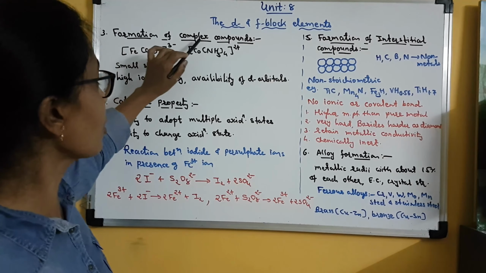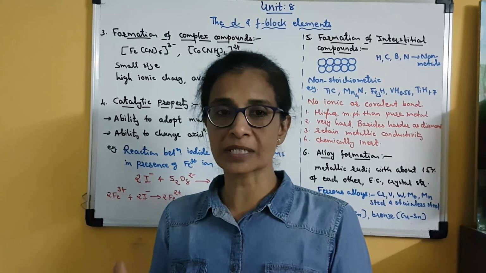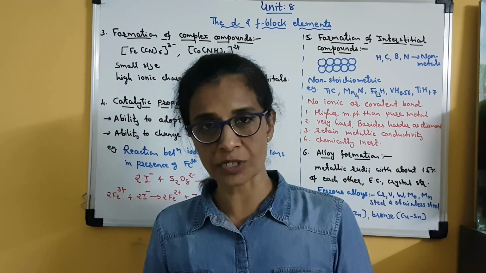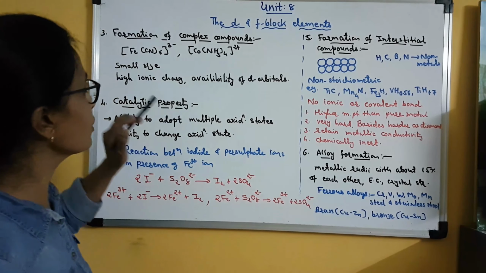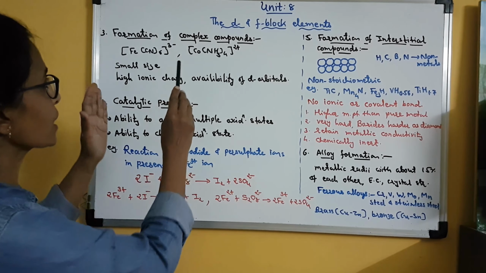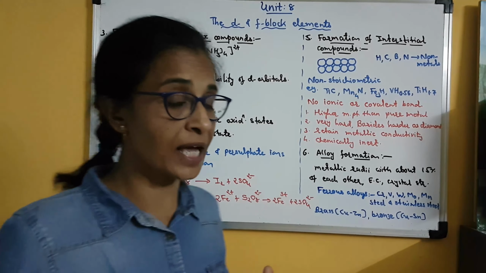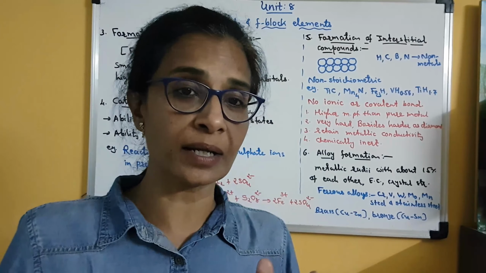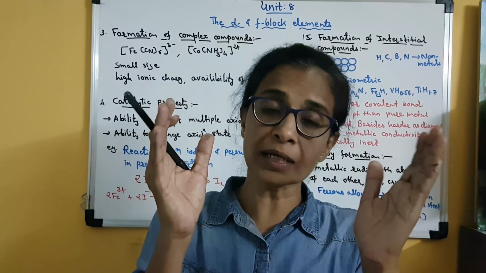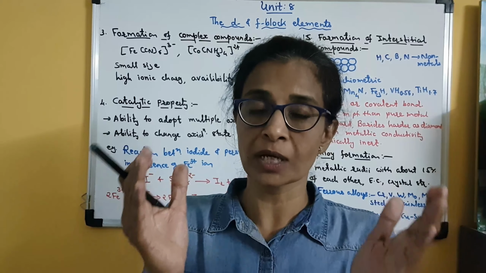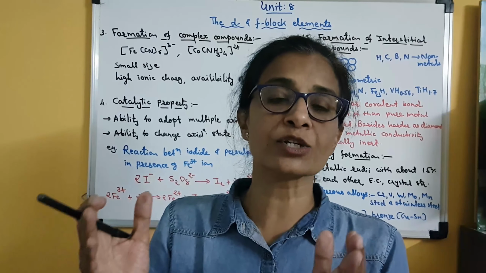Now, the formation of complex compounds. There is one separate chapter on complex compounds or coordination compounds, in which we will discuss in much more detail, but here only for your information, what are complex compounds or what are complex ions. In complex ions, the transition metal is present in the center, surrounded by negative ions or electron-rich molecules, meaning those molecules which have one or more non-bonding electron pairs.